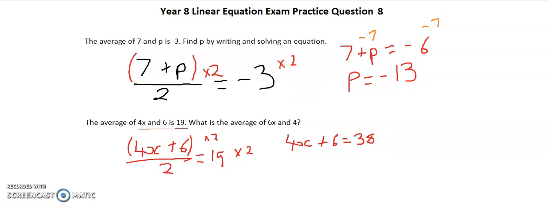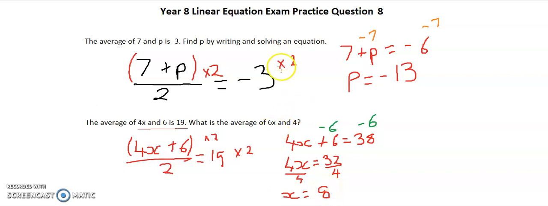Likewise, I need to get rid of the constant and put it on one side, so I'm going to take away 6 from both sides. That leaves me with 4x is equal to 32. Now I've done that, I've got 4 times x and I want x to be by itself, which means I need to divide both sides by 4. That gives me the value of x, and the value of x is 8.